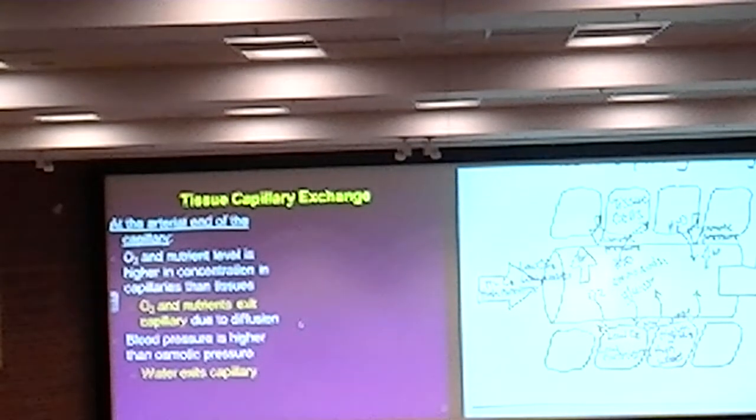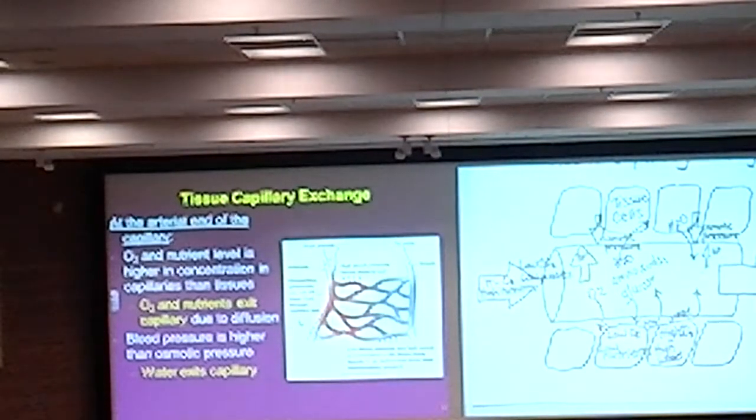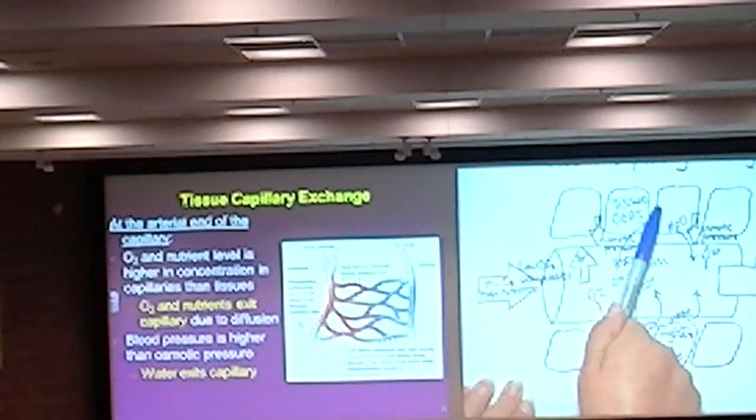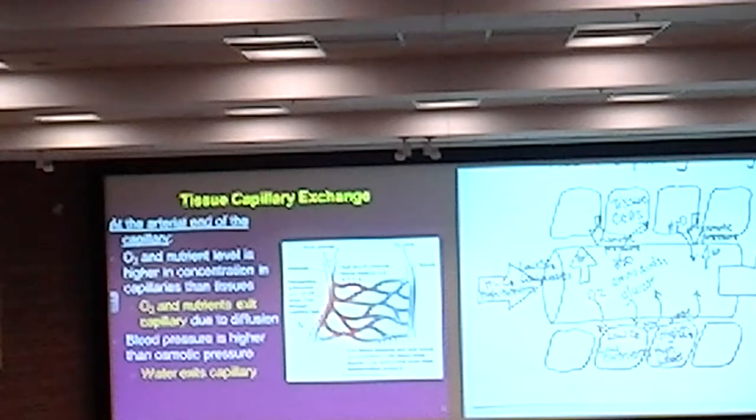At the same time, you've got that blood pressure trying to push water out and osmosis pushing it in, but blood pressure is the higher force down here, and so blood pressure ends up pushing some of that water out through those leaky capillaries. All right. So initially, there's a whole bunch of stuff leaving the capillaries. Oxygen going into the tissues, nutrients going into the tissues, water going into the tissues.